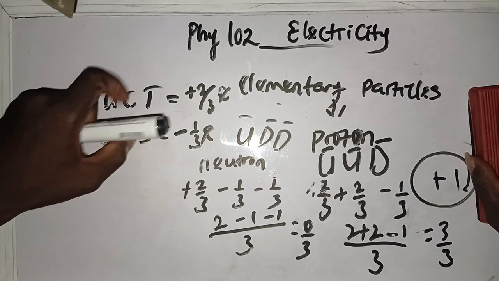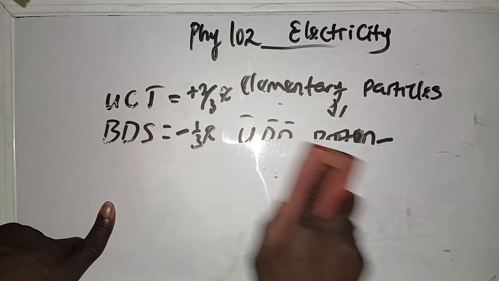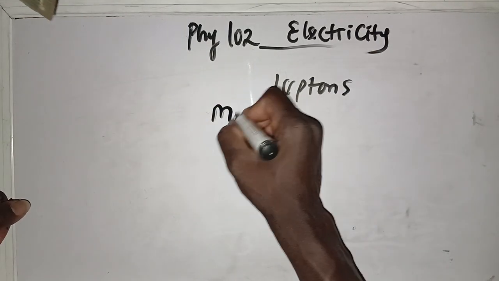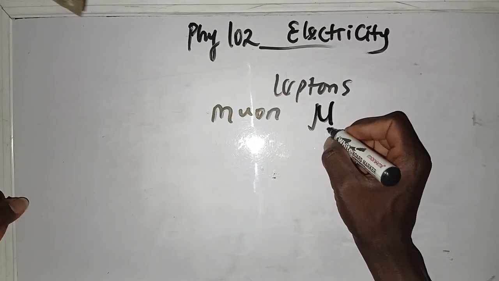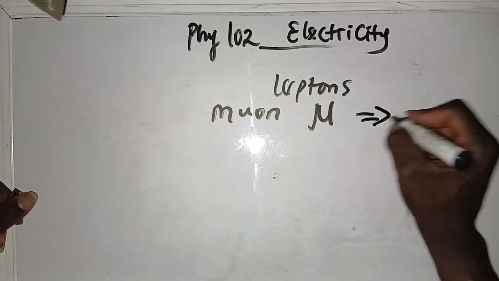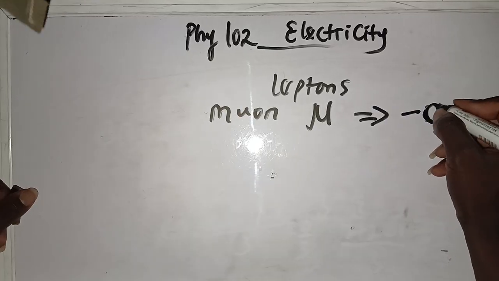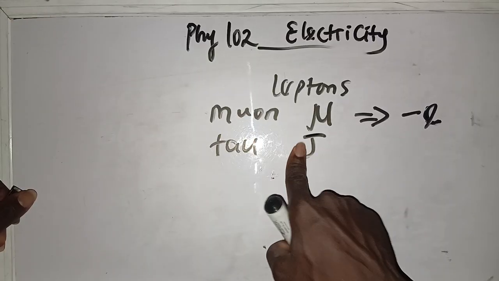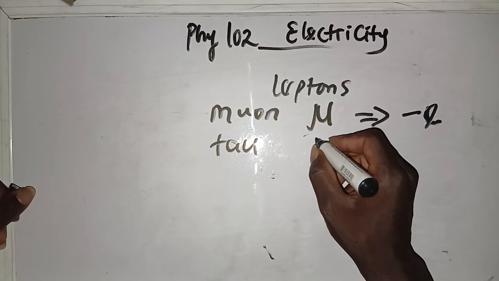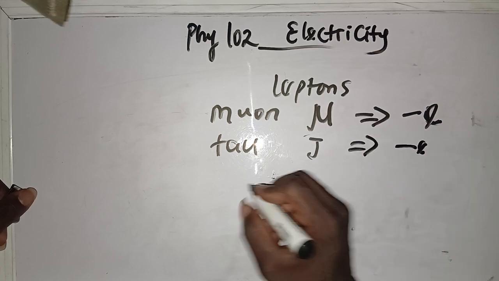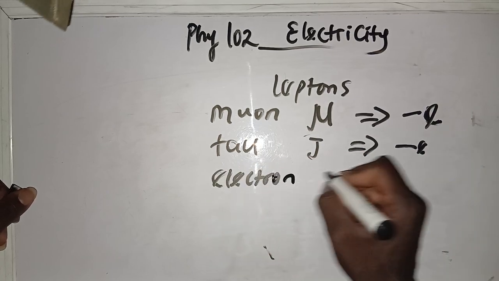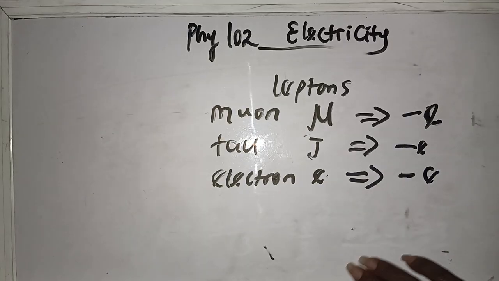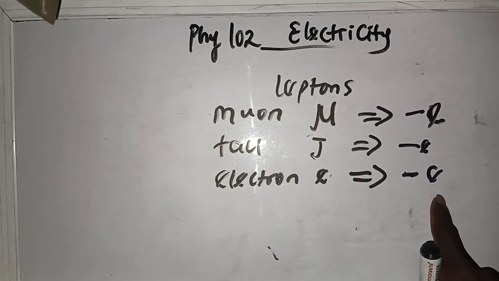So this is how to calculate the charge of a particular particle. Now we are done with quarks, the 6 quarks under fermion. Now let's move to leptons. For leptons, we have the muon, the symbol is mu. So the charge of the muon is minus 1, let's say minus e. We have tau, the symbol is like torque in the form of T. So the charge is also minus e. We have the electron, symbol of e. The charge is also minus e, or minus 1 charge. Are we together?